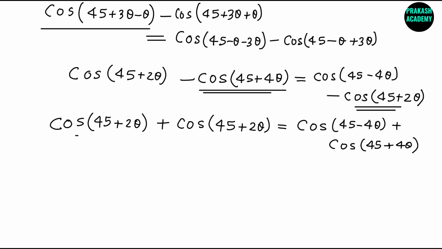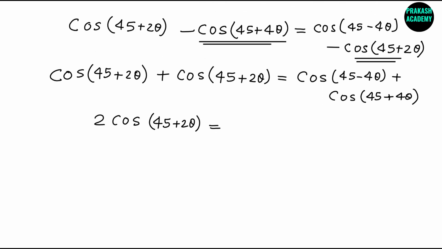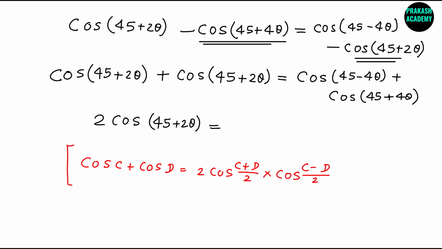So now you see this is basically 2 times 2 cos (45 plus 2 theta), and this is cos C minus D. So I will use again another formula, that is cos C plus cos D, and the formula is 2 cos (C plus D by 2) multiplied by cos (C minus D by 2). So I will use this formula.